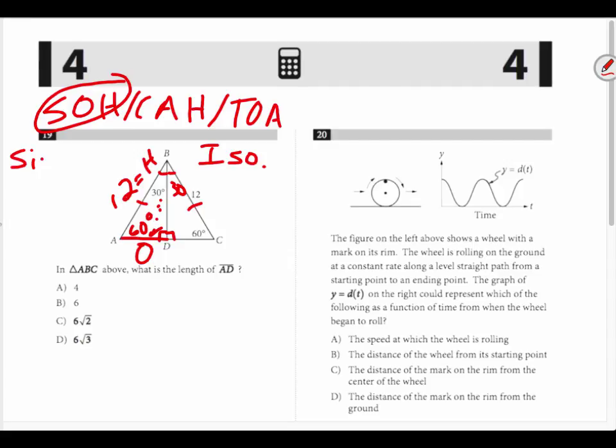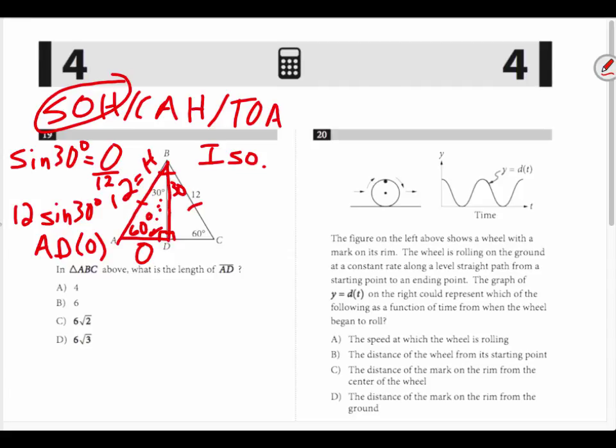In other words, if I say sine of 30 degrees should equal the opposite, which is what I don't know, which is what I want to know, all over the hypotenuse, which is 12. If I take that same equation and I multiply it by 12, I get 12 times sine of 30 should equal my line segment length AD, which is technically the opposite side of this little triangle here, right?